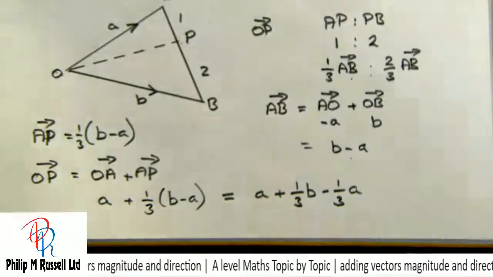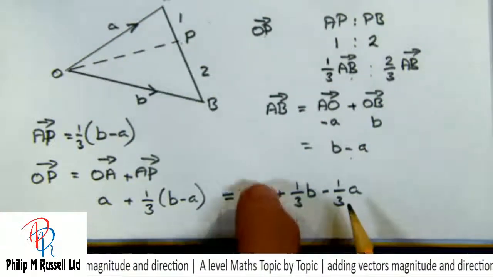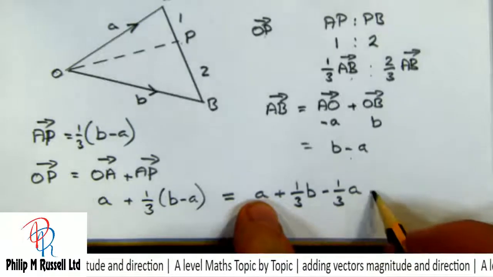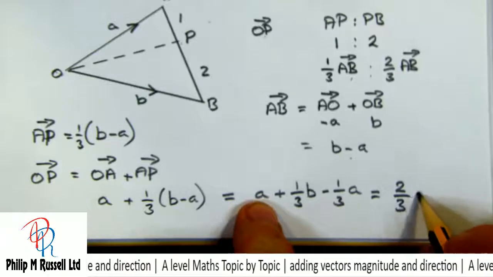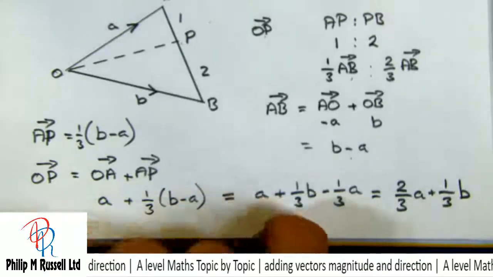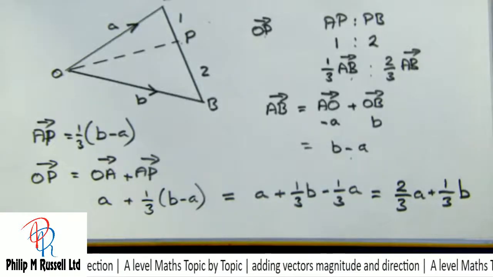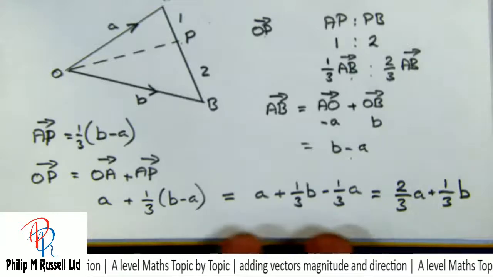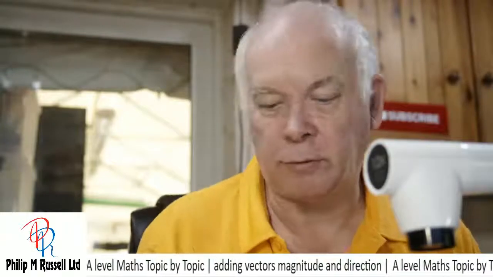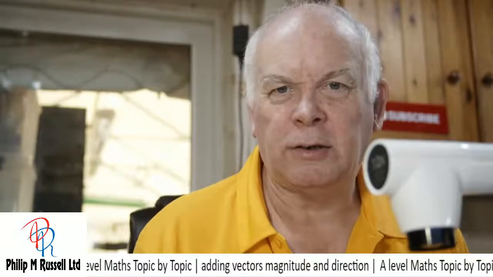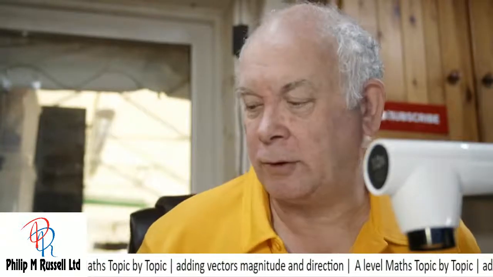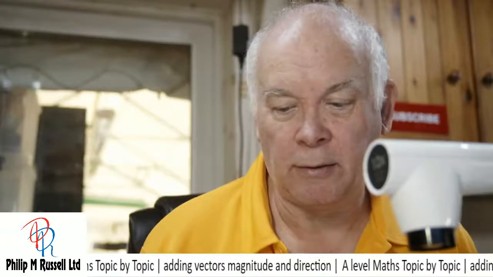So if it's a simpler way to control it, I can simply say I've got an A, I take away a third of an A, and that's going to give me 2/3 of an A plus a third of B. And I find that way easier, but you may not. So it gives us a variety of ways of trying to play around with those things. So solving geometrical problems with vectors is not really that difficult.